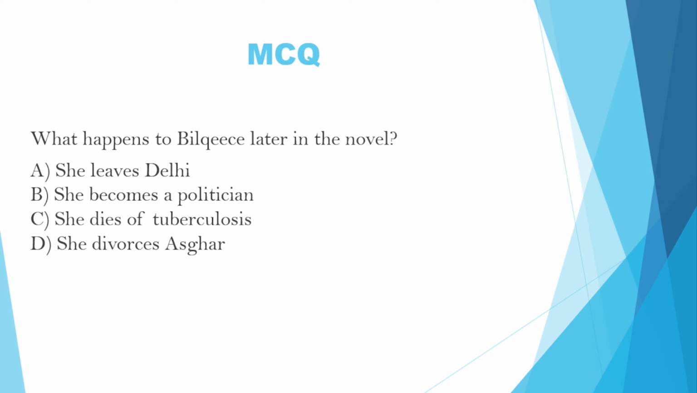Next question is, what happens to Bilqis later in the novel? Option A, she leaves Delhi. Option B, she becomes a politician. Option C, she dies of tuberculosis. Option D, she divorces Asghar. The correct answer is C, she dies of tuberculosis.